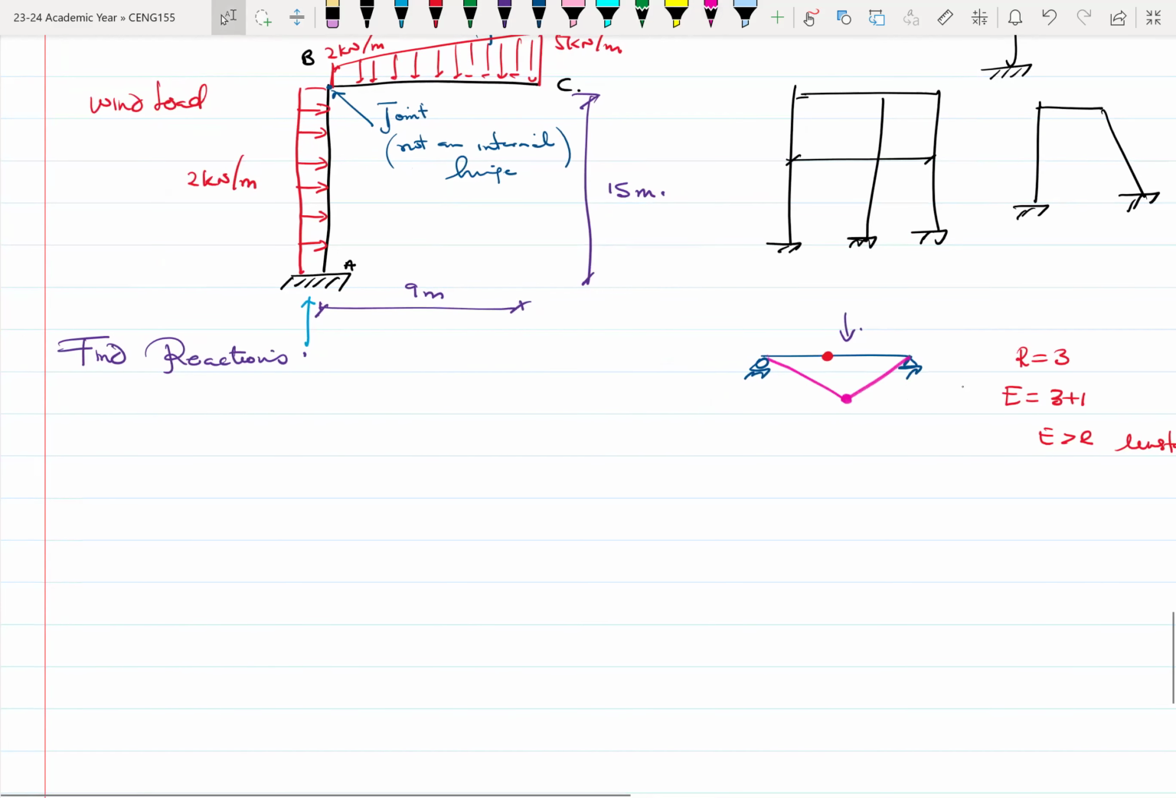All right. So let's go back and then solve our problem. So let's find reactions. These are our unknown reactions. This is HA, VA, and I want to find MA. All right. So let's look at it. With HA, we are summing all horizontal forces, and there are two of them.